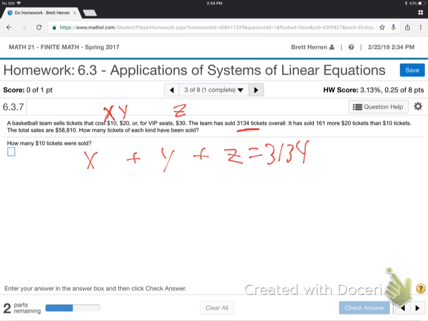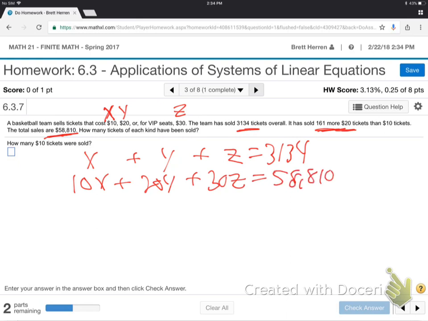Next, we go into the money. Or you can do this one, whichever. It doesn't matter what order you put them in. 161, well, that's a hard one. Let me go to the total sales. Total sales, 58,810. Well, that's the money, right? 10x, 20y, 30z is 58,810. And then I got to do that 161 thing in a minute.